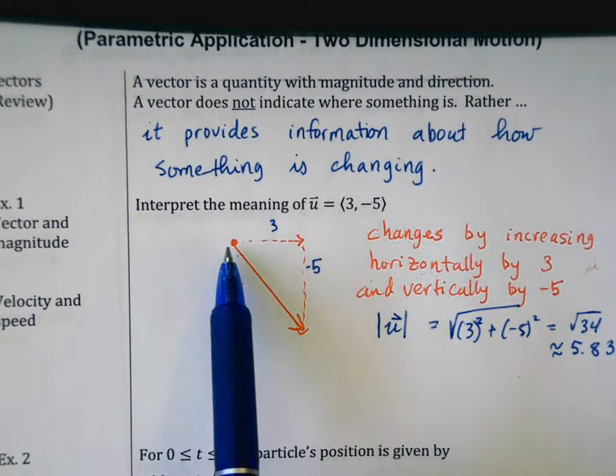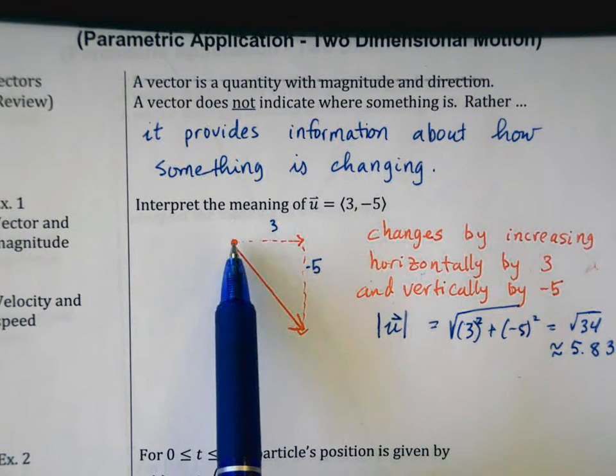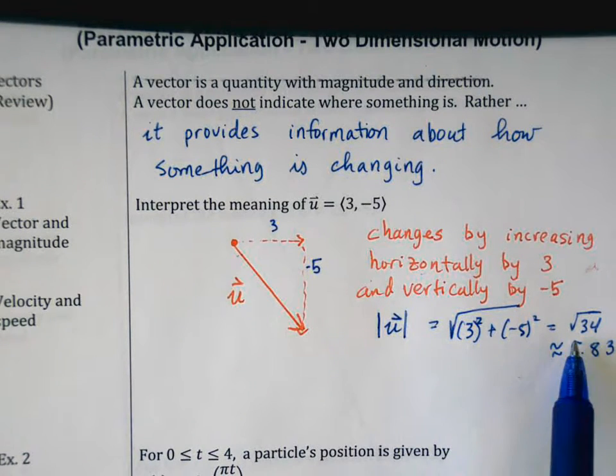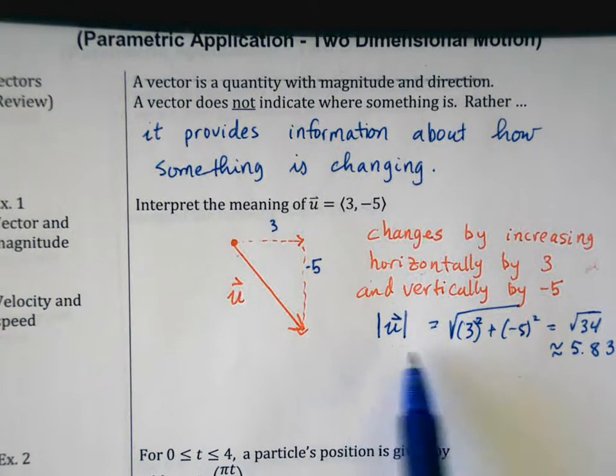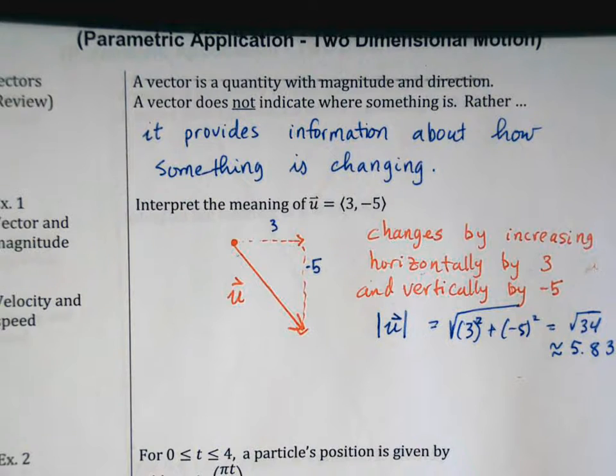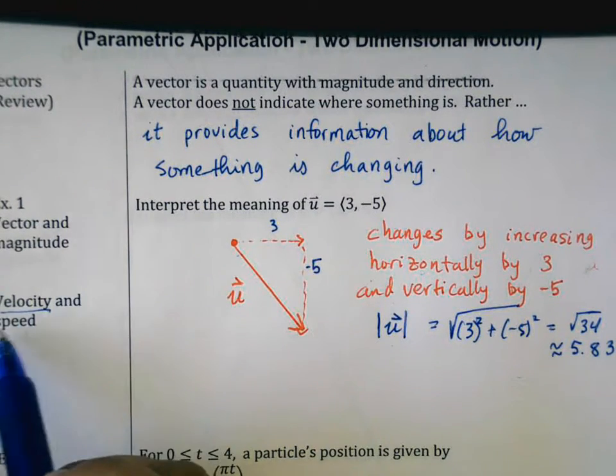So whatever this particle or point is, this vector describes that it's going to change 3 horizontally, -5 vertically, and in total, its magnitude, the total change that happens to it, is root 34. This is currently pretty abstract, but we'll develop this concept further by looking at some more specific and concrete examples.